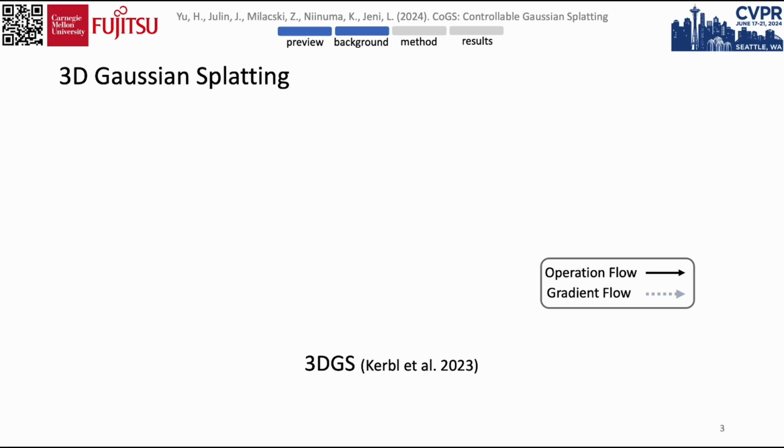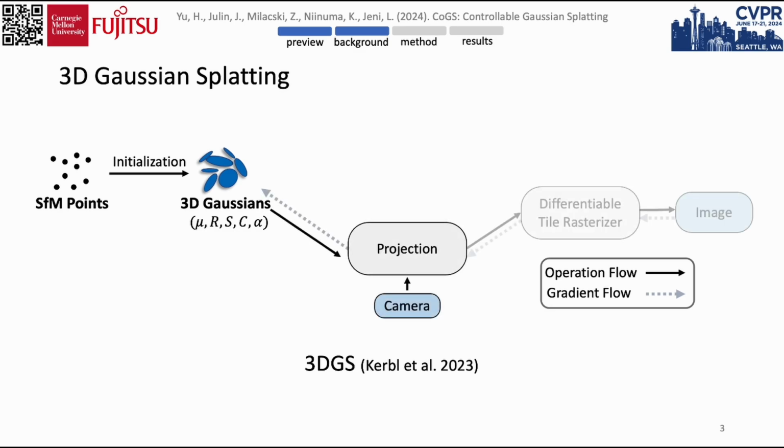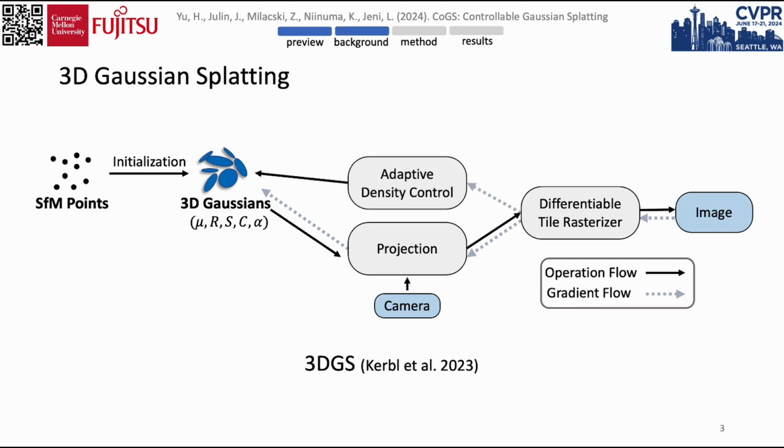This project is heavily reliant upon the original Gaussian splatting pipeline, in which SFM points are used to initialize a set of 3D Gaussians parameterized by position mu, rotation r, scale s, the color c, represented via spherical harmonics, and opacity alpha. The Gaussians are then projected from 3D to 2D and rendered via a highly efficient rasterizer. During optimization, the density of the 3D Gaussians is adaptively controlled to best represent the scene. This iterative process yields a high fidelity reconstruction, setting a new state-of-the-art benchmark in the field.